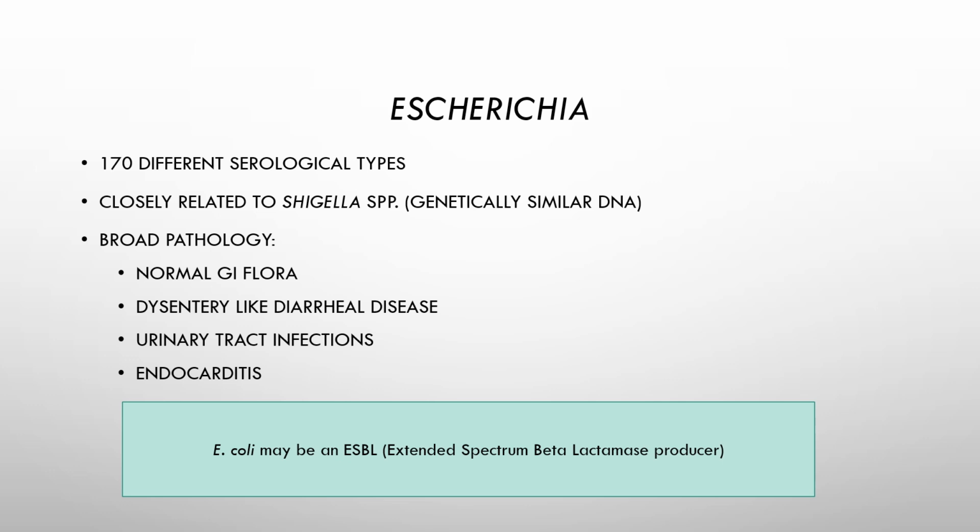Escherichia is normal GI flora, so most serotypes and species are completely normal flora of the gut. They can cause dysentery-like diarrheal diseases, especially the O157:H7 strain. They are the #1 cause of urinary tract infections, and they can cause endocarditis as well. They may be very resistant to certain drugs like the penicillins, the ampicillins, and the 3rd and 4th generation cephalosporins. Because of that reason, they are classified as an ESBL, an extended spectrum beta-lactamase producer. And beta-lactamase just refers to the type of drug. Penicillin and ampicillin are beta-lactam drugs.